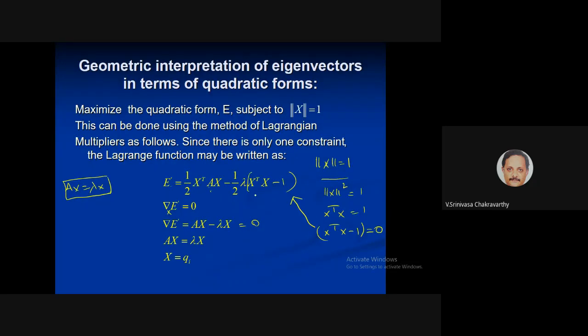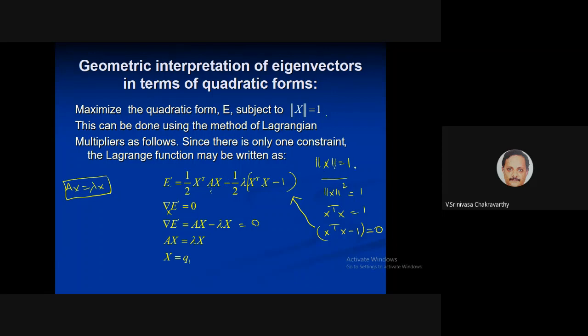Now we can use this method of Lagrangian multipliers to interpret eigenvalues in a slightly different fashion, geometrically. Let us take the quadratic form of a matrix A, which is half of x transpose Ax. Now I'll try to find the optima of this function under the constraint norm x equal to 1. So I want to find the optima of x transpose Ax when norm x is equal to 1. If you put the constraint that the length of x is equal to 1 and then try to find the optima of that, I get eigenvectors and eigenvalues. How is that? Let us see that.